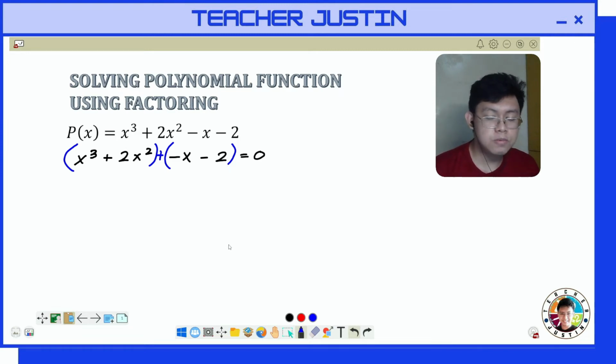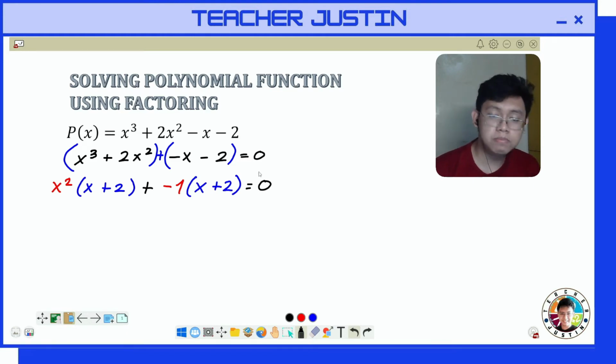Now after we group them, we will apply common monomial factoring and factoring each group. So let's factor our first group. Their common factor is x raised to 2. So we will have x plus 2. Then, for the second group, let's identify their common factor. They are both negative. Therefore, we will factor negative 1. So we will have x plus 2.